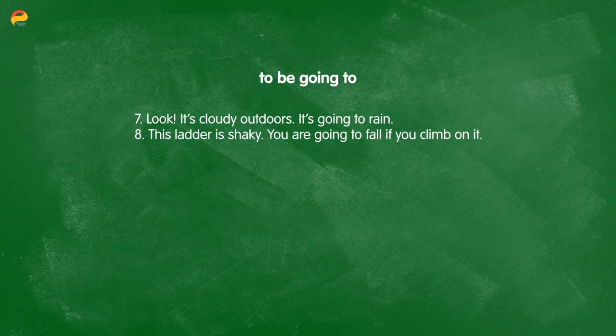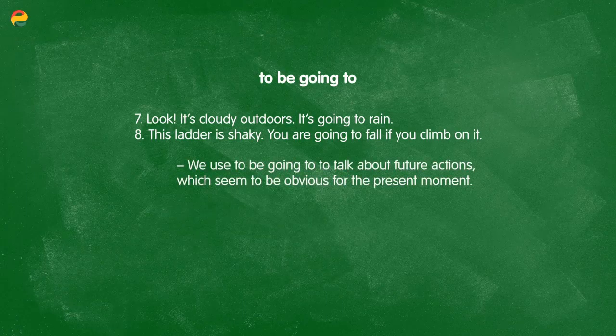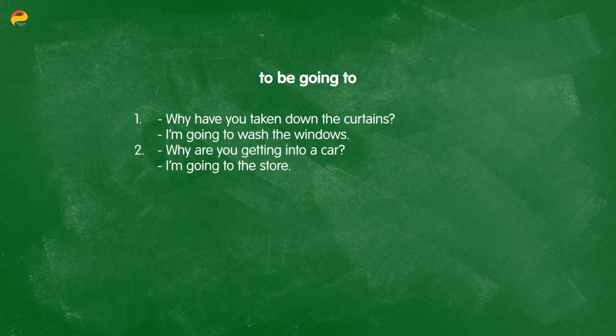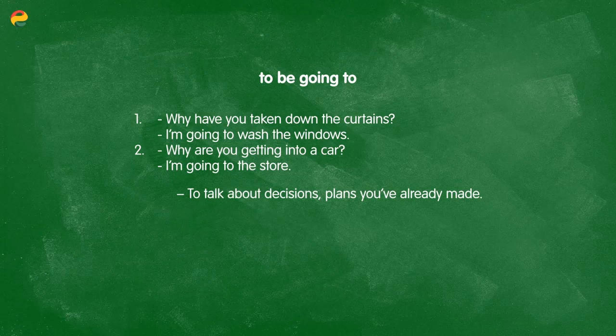Or another example, this ladder is really shaky. You are going to fall if you climb on it. Here, both of these results seem obvious from the present conditions. So I can say going to to talk about the future. Another example is that I can talk about decisions that I've made. For example, why have you taken down the curtains? Oh, I'm going to wash the windows. Or, for example, why are you getting in your car? Oh, I'm going to the store.